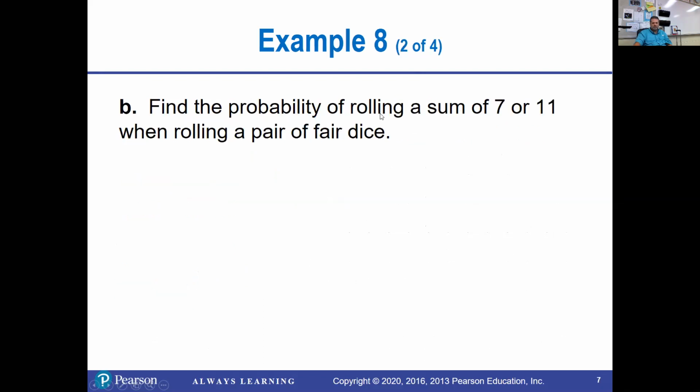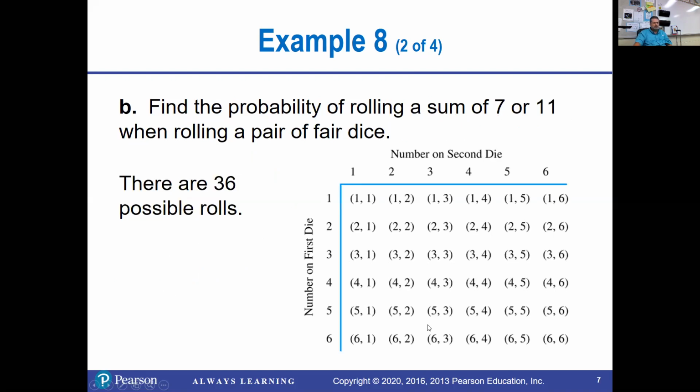Find the probability of rolling a sum of 7 or 11 with a pair of fair dice. Well, here's your 36 again. I need a sum of 7, adding up to 7, and adding up to 11. So where can I get 7s? Well, there's a 5 and a 2, a 3 and a 4, right? Here's another one. Here's another one. So there are 6 of them.